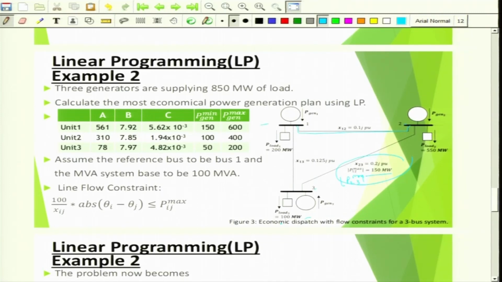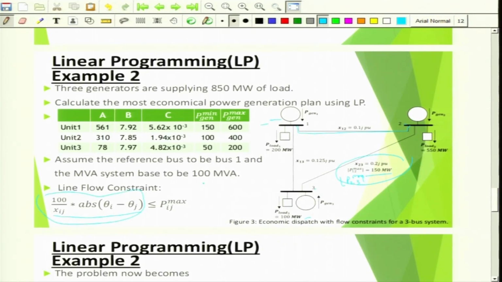Now assume the reference bus to be bus number 1, this is bus number 1, or you can consider slack bus to be bus number 1, and the MVA system base to be 100 MVA, this is the base MVA. Now this is your line flow constraint, and this line flow constraint should be less than or equal to Pij maximum, the maximum capacity. How do you get this?